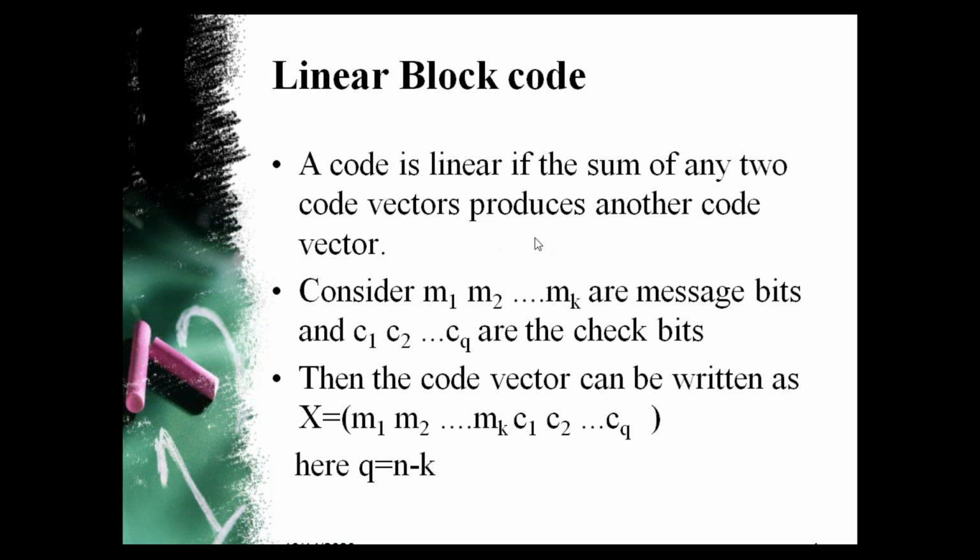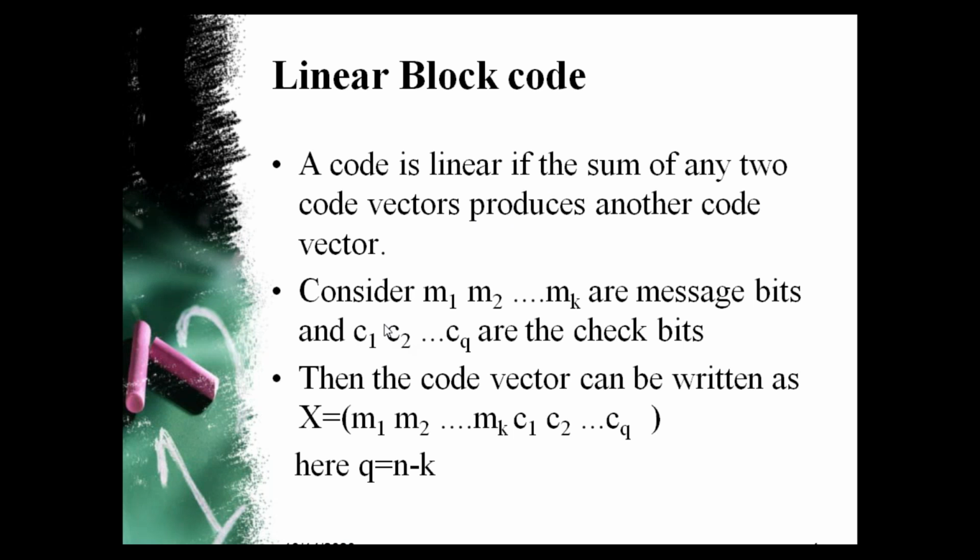Then we can consider, we have already defined that a code is linear if the sum of any two code vectors produces another code vector. If there are four messages, and we generate four code words, each of n bit length corresponding to each k bit message, and if we take any two of those four code words and add them together, the result will be another code word. That is the linearity property. A code is linear if the sum of any two code words produces another code vector.